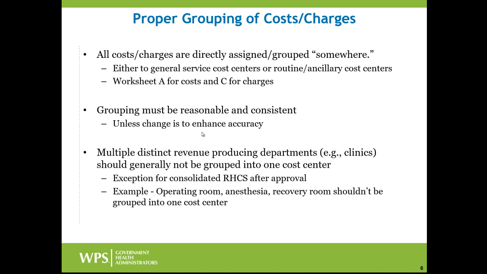There are exceptions. One big exception is the consolidation of rural health clinics. If you have an RHC consolidation approval, then you can certainly merge multiple clinics into one. But some of the examples that come up quite often are operating room, anesthesia, and recovery room. They're all very distinct services. They all have their own charges. They all have their own costs. Even though somebody going into an operating room very likely gets anesthesia and very likely will need to go to a recovery room, they are still distinct stages of a set of services. So they should not be grouped into one cost center.